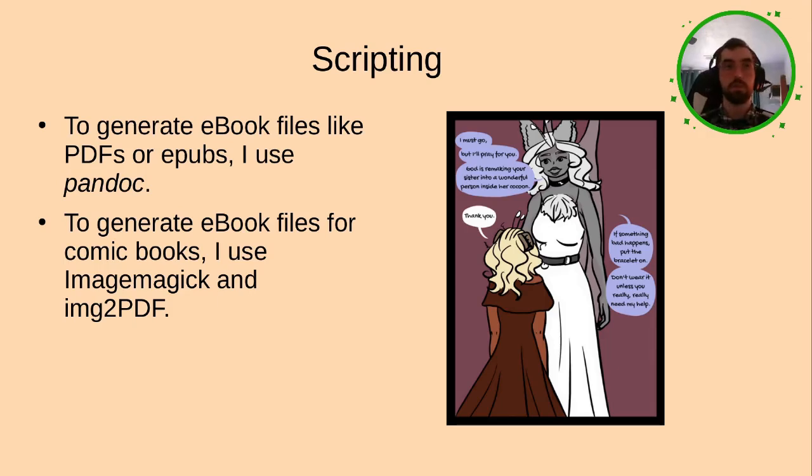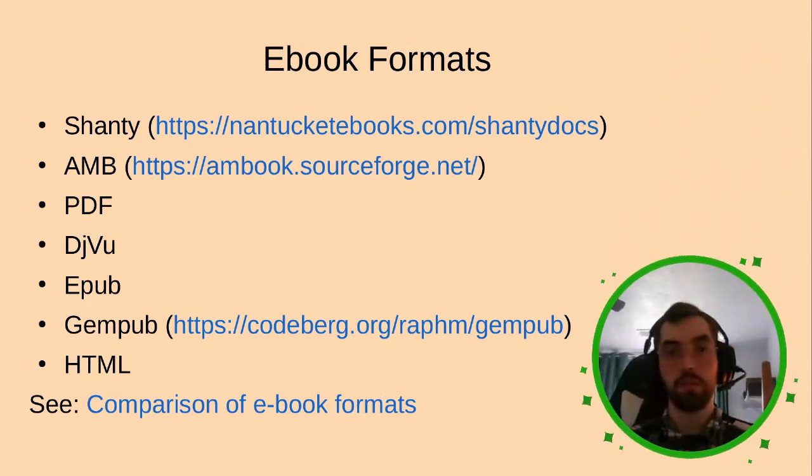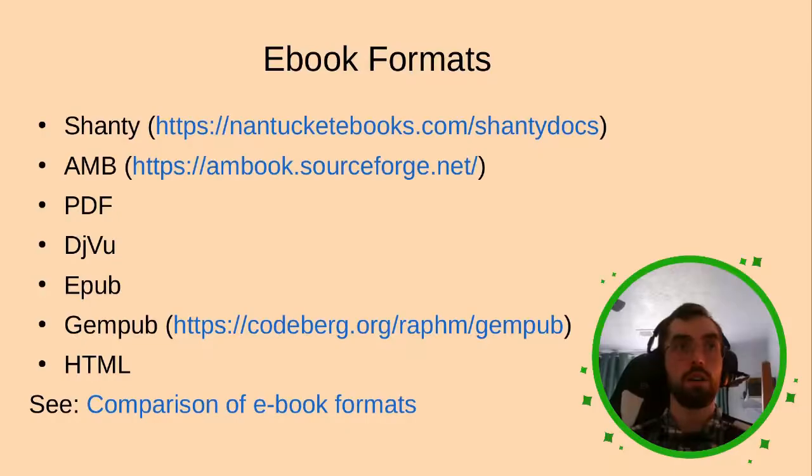When you're publishing ebooks, it's important to think about what format you're using. I prefer Shanty, which is from Nicholas Bernhard at Nantucket eBooks. It's like Markdown, but it has a lot of metadata for things like title or copyright information so that it can automatically generate an ebook. And after he runs it through his conversion process, it creates an HTML version of an ebook. There's another format called AMB, which stands for Ancient Machine Book. It's designed to run on really old systems and works on FreeDOS.